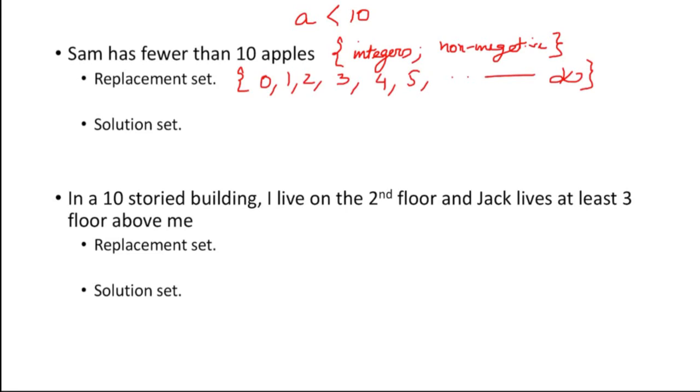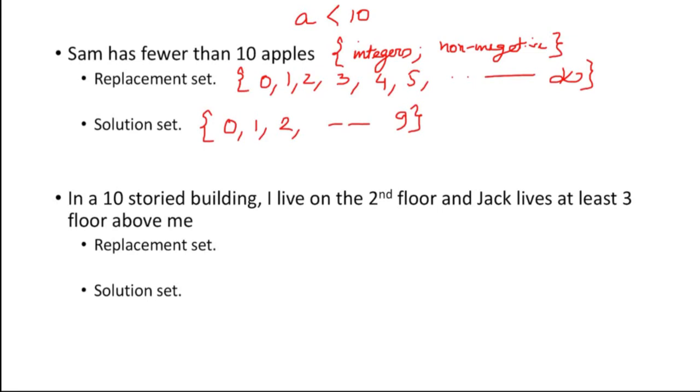But the solution set for this scenario, Sam has fewer than 10 apples, is this: Sam can have 0 apples, 1 apple, 2 apples, or all the way up to 9 apples. But since it's not less than or equal to 10, it cannot assume the value 10.